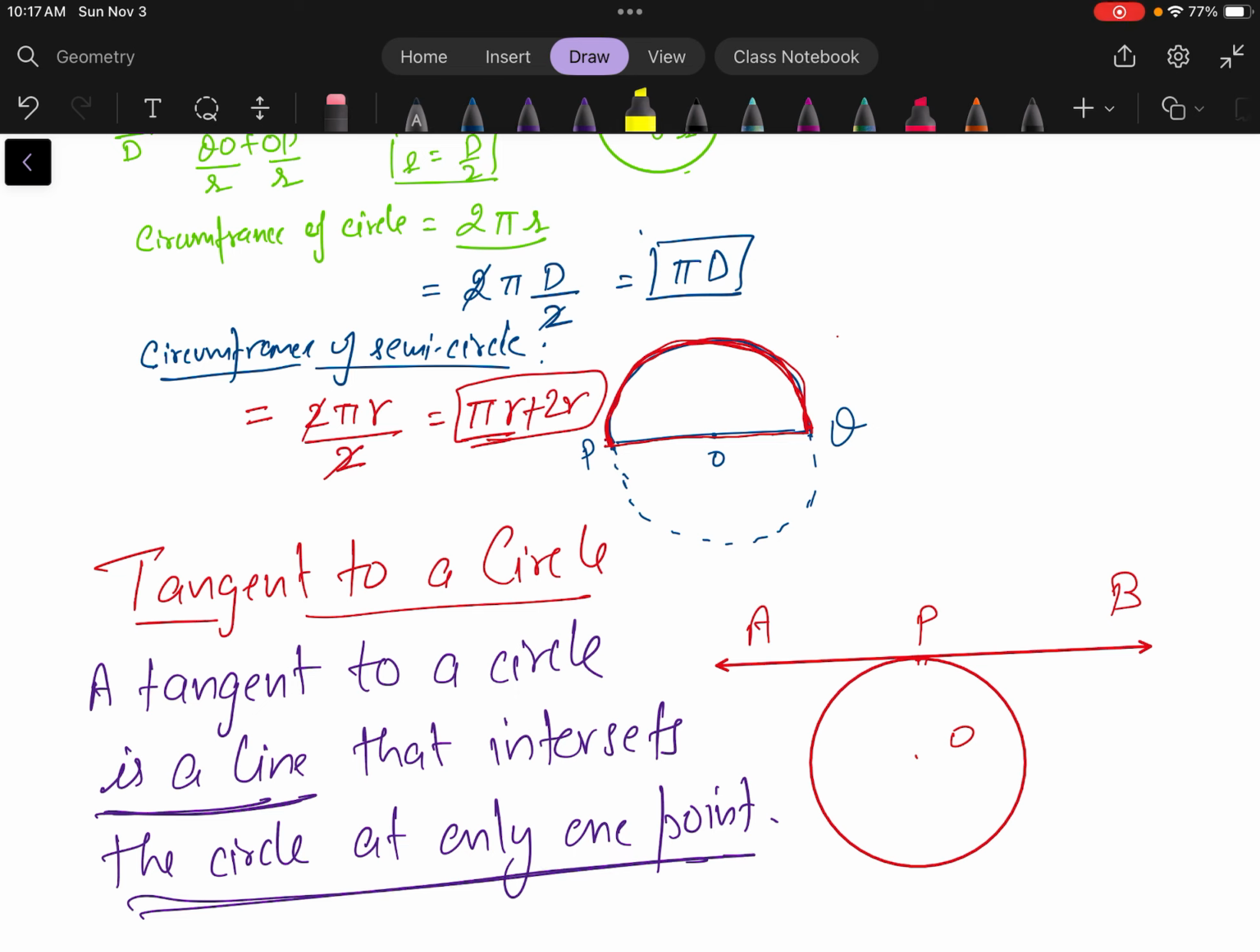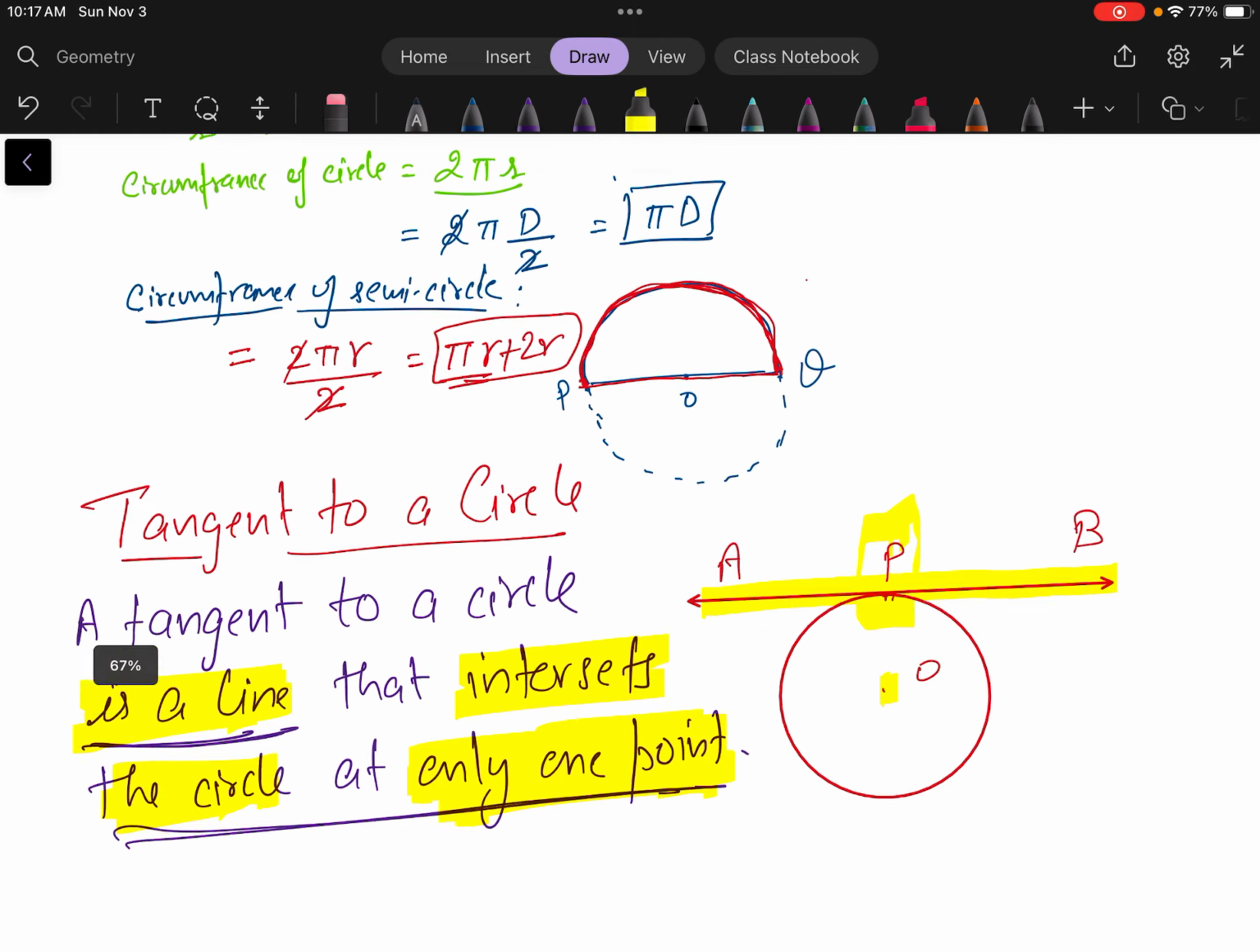So let me just highlight this one. So a tangent, first property is it is a line, and now what is its property? It intersects the circle at only and only one point. So here this line AB is a tangent line, and this P is the point where it is intersecting the circle, and this is our origin of the circle. Clear till this point? Any doubt?